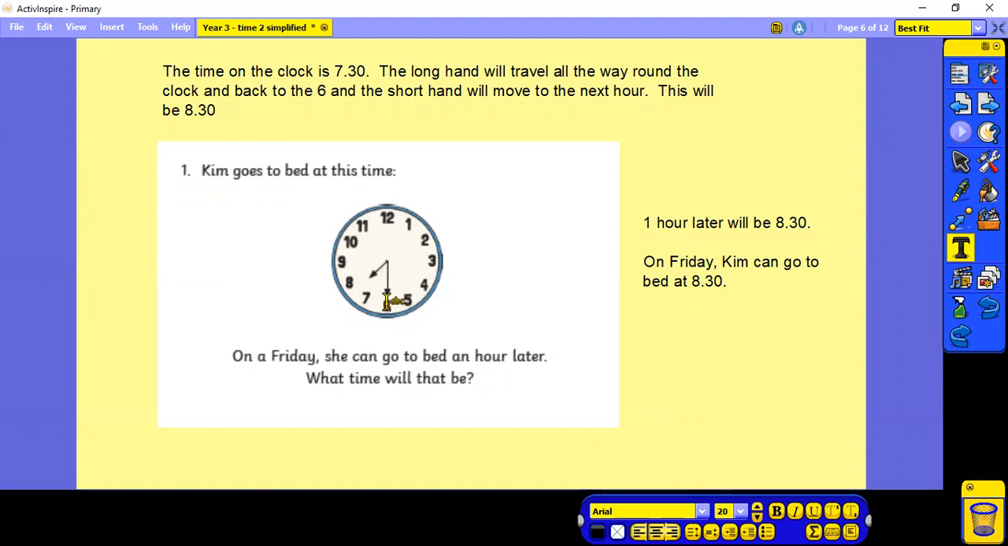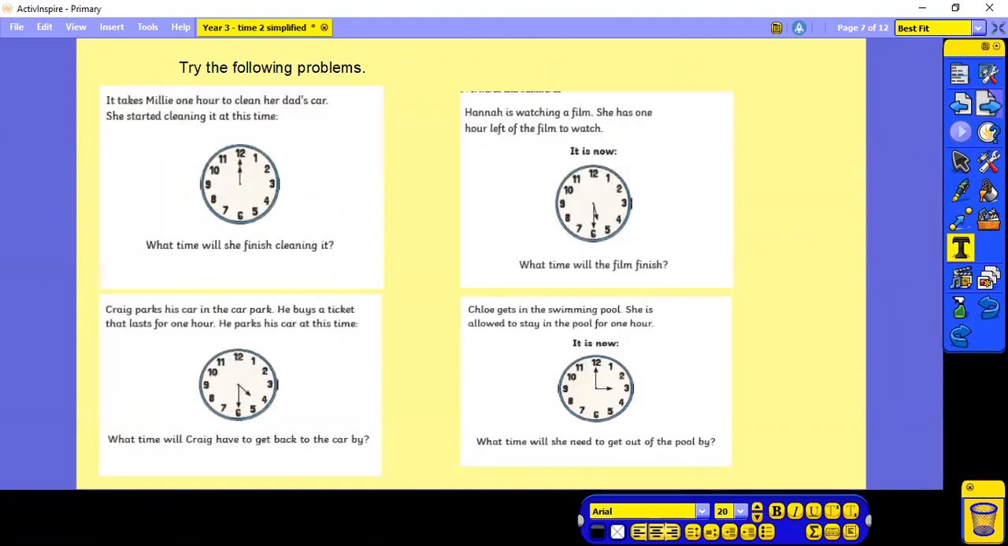This is 7:30. So the long hand is going to do exactly the same. It's going to travel all the way round and back to the 6. The short hand is going to move from between the 7 to just past the 8. So on Friday, Kim can go to bed at 8:30. Now try the following problems yourself. Pause this and have a go.